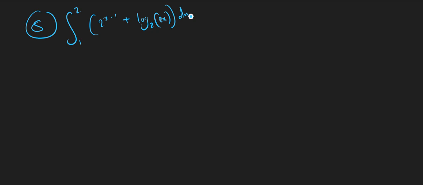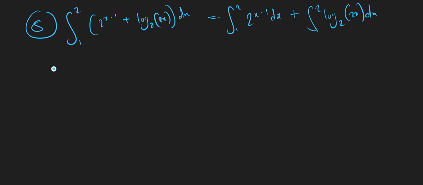Of course, we have to split this into two integrals. There's no way we're combining these without suffering. So we're going to do the integral from 1 to 2 of 2 to the x minus 1 dx. Then next up, we're going to do the integral from 1 to 2 of logarithm to base 2 of 2x dx. And this would be equal to 1 over 2 times the integral from 1 to 2 of 2 to the x dx, obviously.